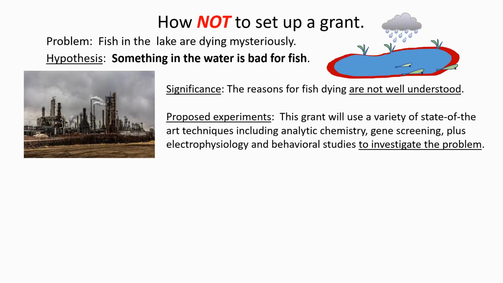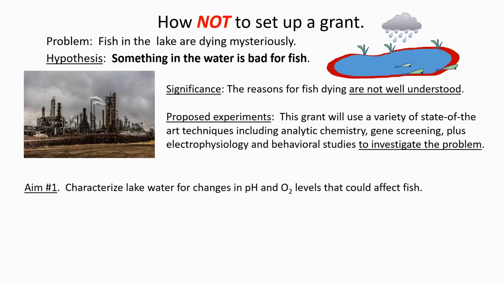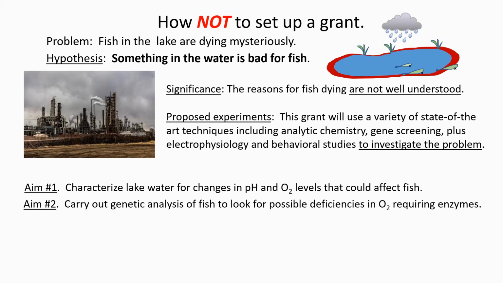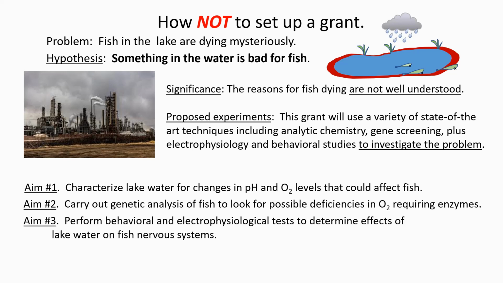And the proposed experiments are a bunch of different methods and techniques that are going to be used to investigate the problem. Aim 1 states that they will characterize the lake water for changes in pH and O2 levels that could affect fish. Aim 2 is to carry out genetic analyses of fish to look for possible deficiencies in O2 requiring enzymes. And Aim 3 is to perform behavioral and electrophysiological tests to determine effects of lake water on fish nervous systems. Now let's break this down.